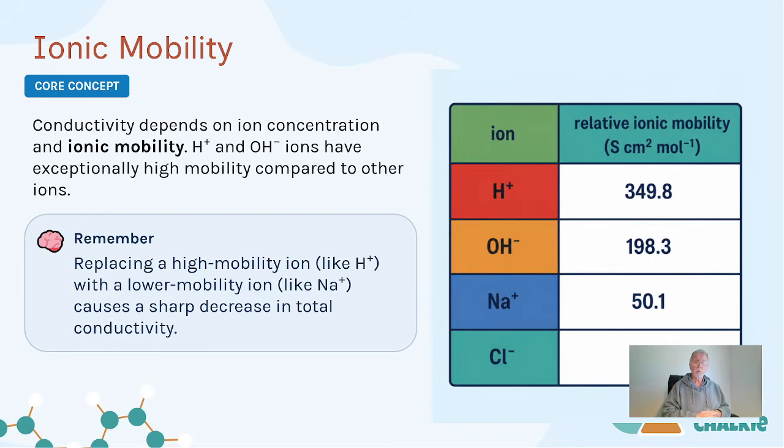Hydroxide are pretty mobile as well, but the other ions, the bigger ones, are not so mobile. So hopefully you are realizing that ion mobility is related to size, and the smaller the ion, the more mobile, the better the conductivity.